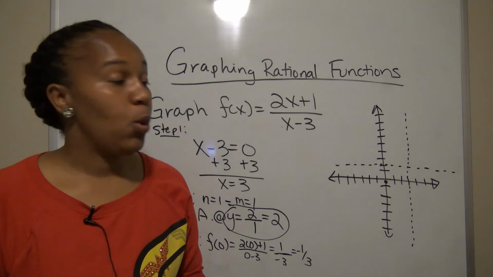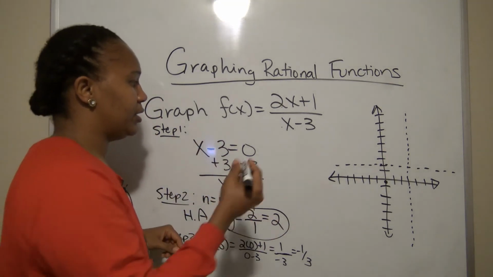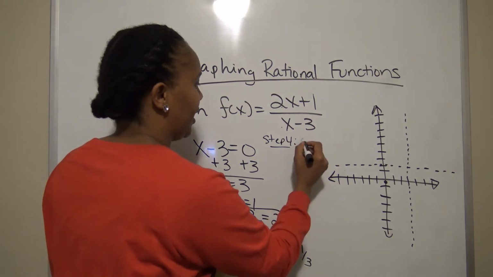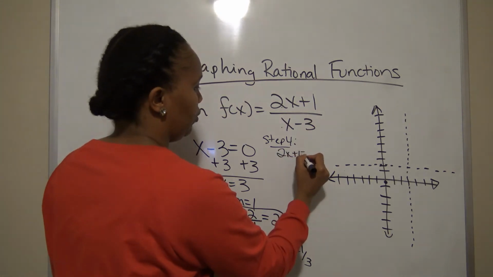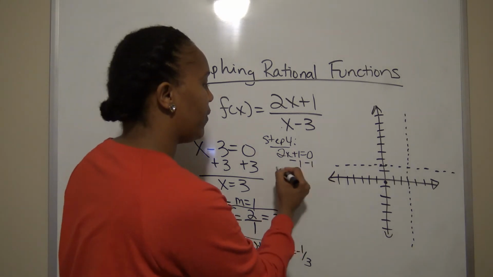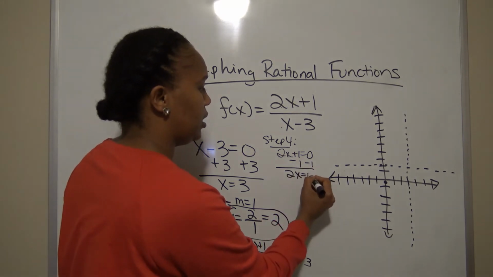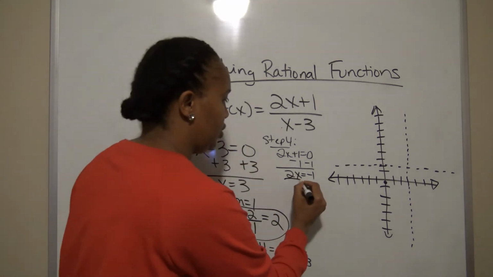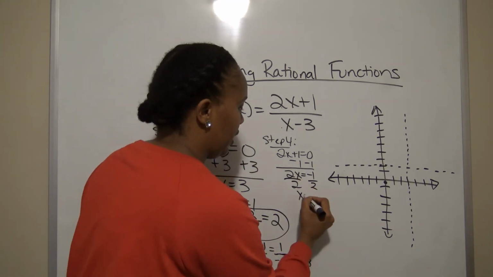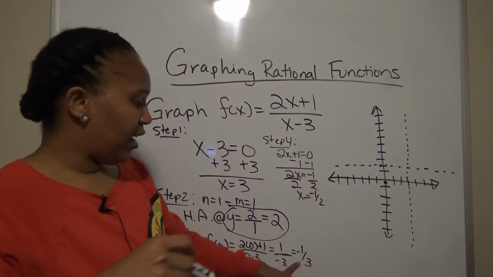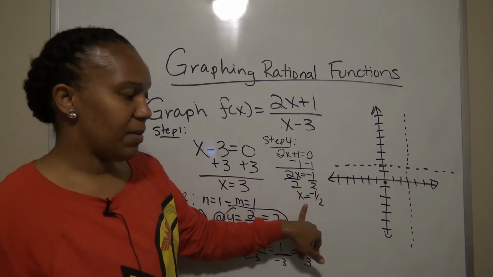Okay, now step 4, I want to find the x-intercept. So I'm going to squeeze step 4 in here, and I do that by taking the numerator and setting it equal to 0. And then I solve for x. So I'm going to subtract 1 from both sides, 2x equals -1, and then I'm going to divide both sides by 2. So I get x is equal to -1/2. This one gave me my y-intercept, this one gives me my x-intercept.